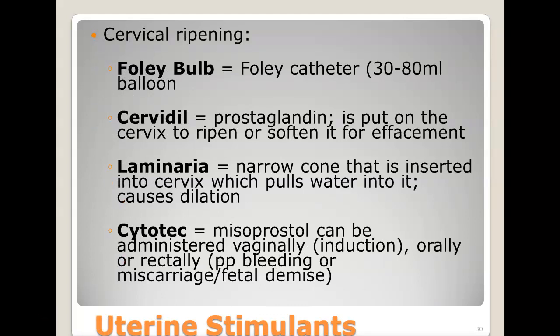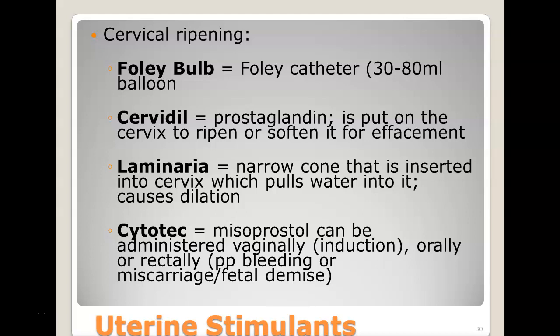So when we need to ripen the cervix, so if the cervix is not ready to take on an oxytocin like a Pitocin, we can do some cervical ripening. One of the things we can do is a Foley bulb, where we insert a big catheter Foley into the cervix, and then we insert 30 to 80 milliliters into the balloon, sometimes even over 100 milliliters. That balloon sitting inside the cervix stretches the cervix to manually dilate it, if you will, again causing the release of the prostaglandins and hopefully kicking in contractions and labor.